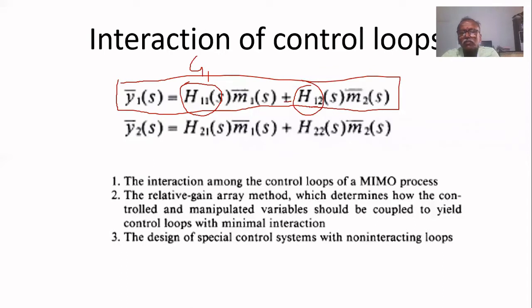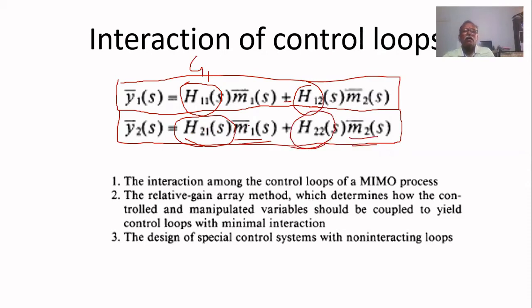This one represents output y1. h12 m2 of s. Like that, we can write y2 equal to h21. The transfer function is h21, and the manipulated variable is m1. So h21 of s, m1 of s, and h22 of s, m2 of s. That way we can write these two equations.